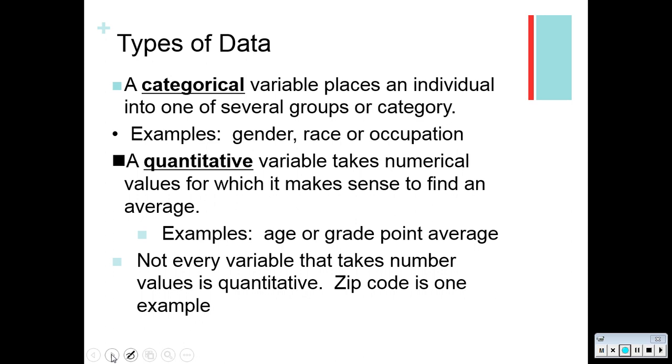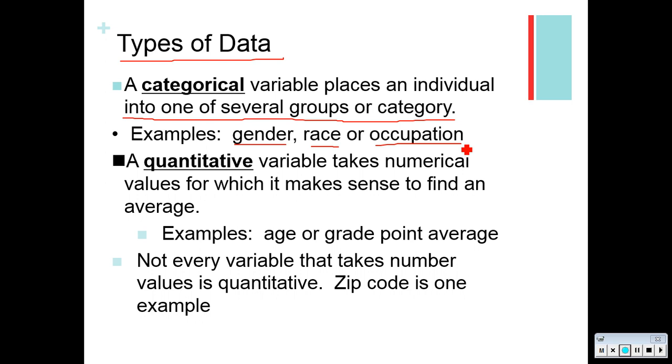So as far as types of data go, we're going to basically look at initially here two different types of data, one of which is what's called categorical data. A categorical variable places an individual into one of several groups or categories. So some of the different things that could vary about an individual that are categorical would be things like gender, race, occupation, hair color, types of shoes that somebody wears, things of that nature.